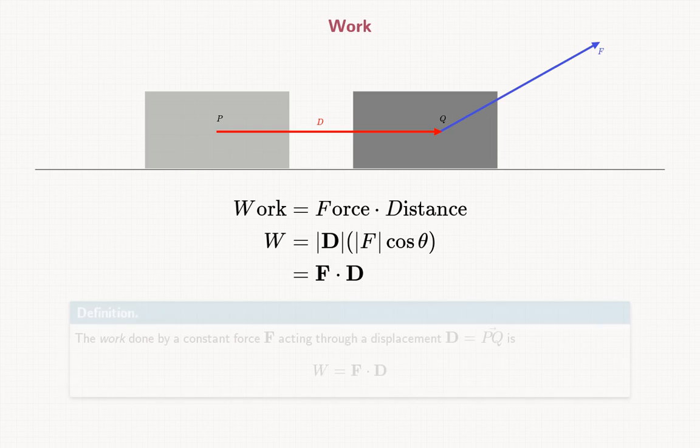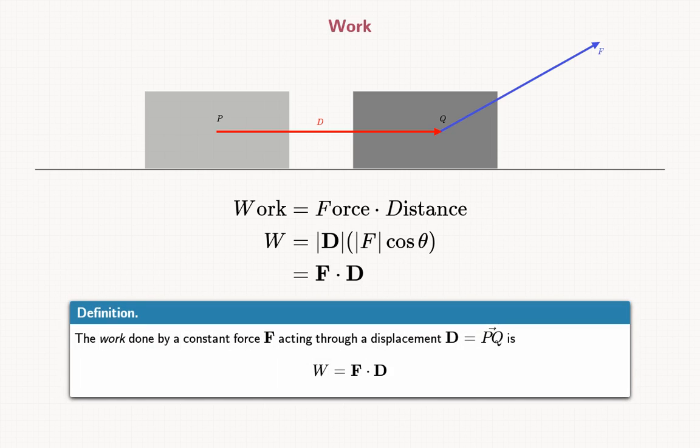So let me summarize. The work done by a vector force F through a displacement vector D is the dot product F dot D. So here, F is still a constant force. Later in the course, we'll be able to generalize this further to a moving force that's changing direction.